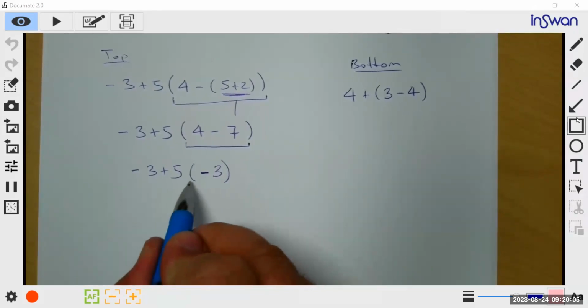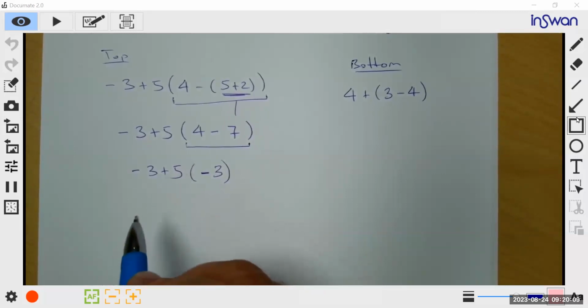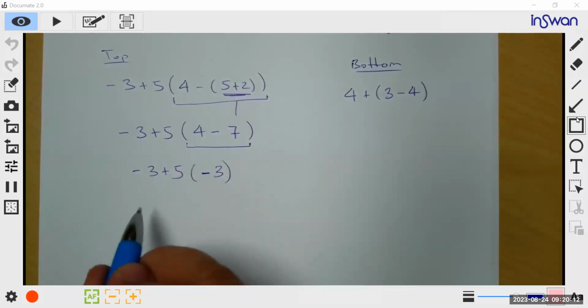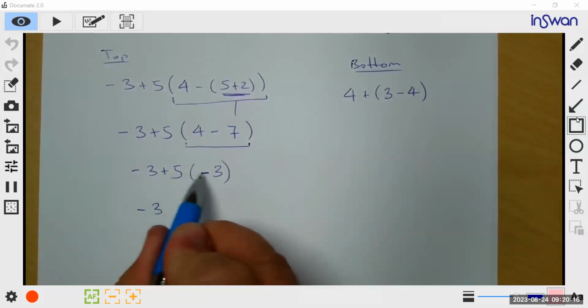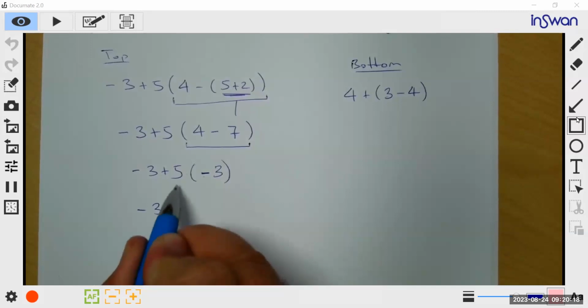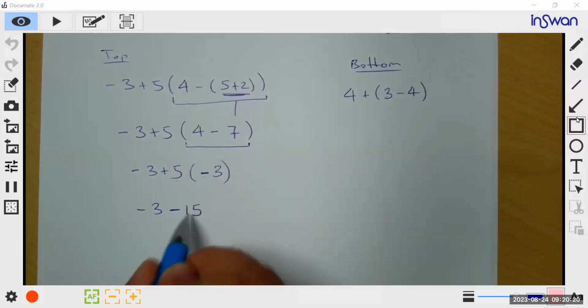Now, reading left to right, we can't do anything here. So this is multiplication, this is addition. Which one's more important? Multiplication. So we do positive times negative is negative. 5 times 3 is 15.